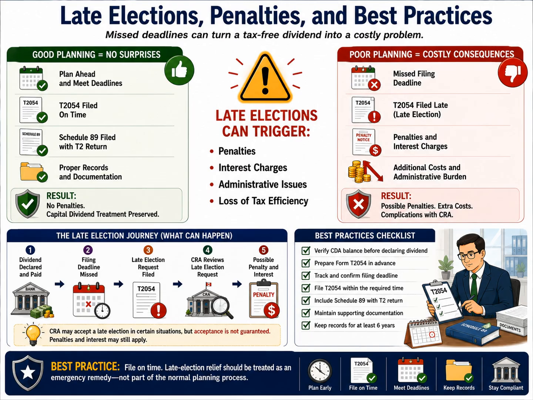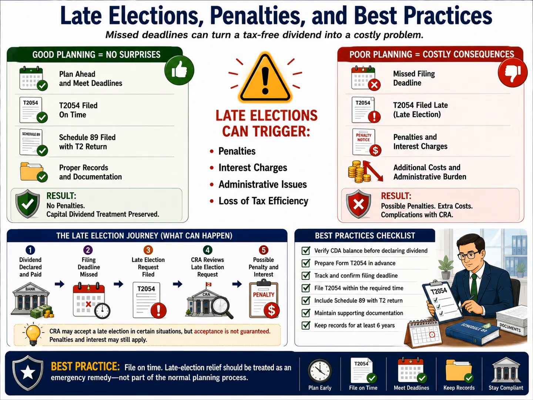The corporation plans ahead. It calculates its CDA balance. It prepares Form T2054 on time. Schedule 89 is filed with the corporate tax return. Supporting documentation is maintained, and all deadlines are met. The result is exactly what every practitioner wants. No penalties, no surprises, and the intended capital dividend treatment is preserved.